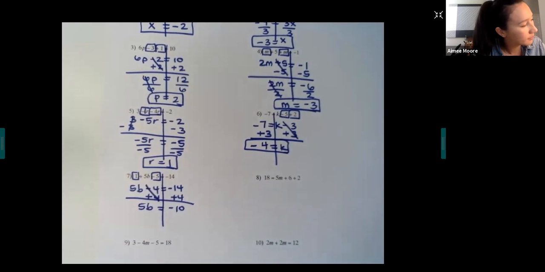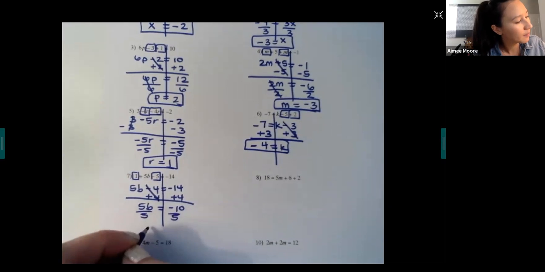Then what? Then we subtracted by 5. I mean, divided by 5. Very good. And so b equals -2. Good.